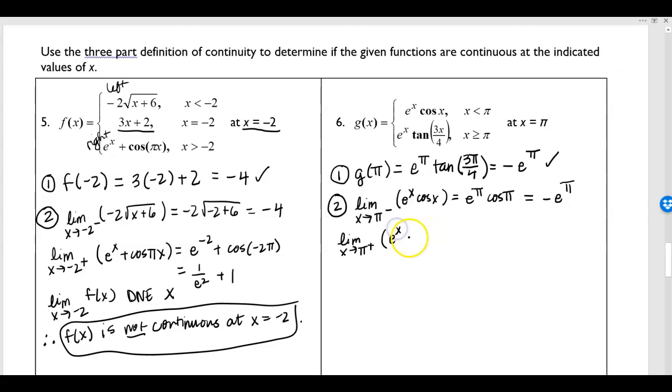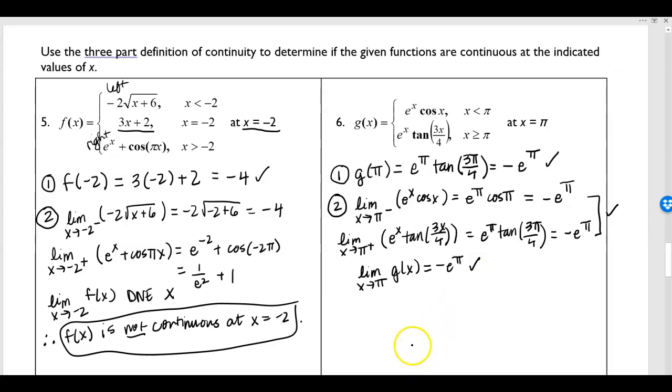I will be evaluating the expression e to the x tangent of 3x over 4. And so this is e to the pi tangent of 3 pi over 4, which may seem familiar. So I also get negative e to the pi. I see that those match, which means my limit as x approaches pi of g of x is negative e to the pi.